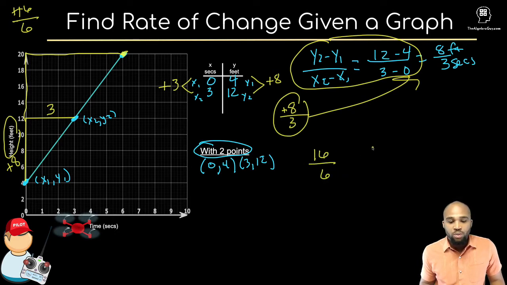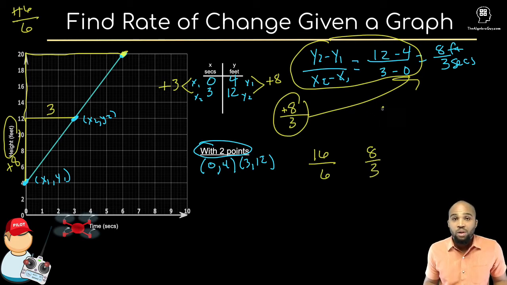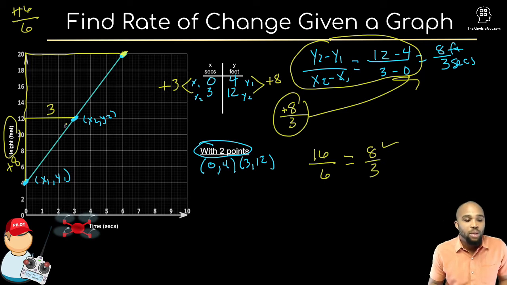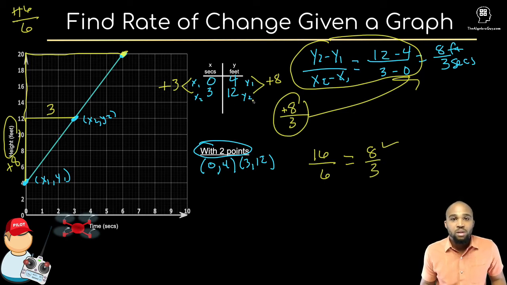Well, I thought our answer was 8 over 3. It is. They're both the exact same, aren't they? Because these are equivalent fractions. Because if I divide both the top and bottom by 2, guess what I get? The same thing. So that's why I said it'll save you time to find the 2 closest points. Not necessary, but just something that's food for thought you should know.